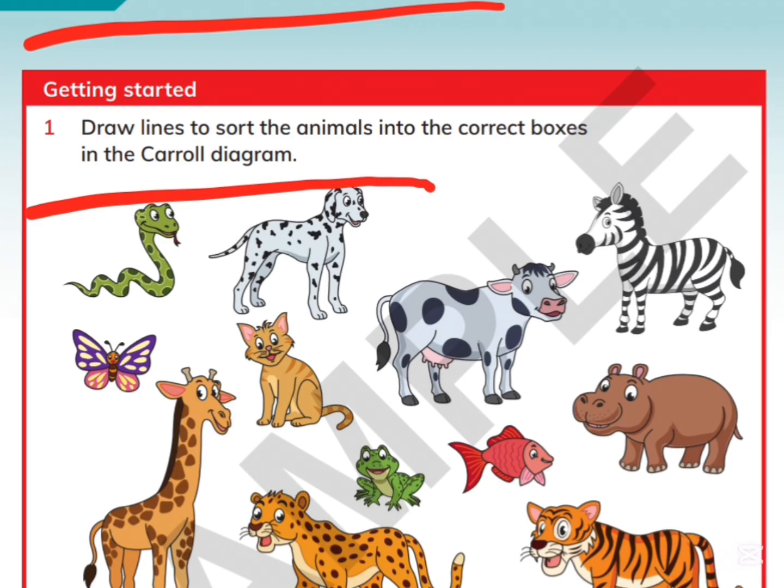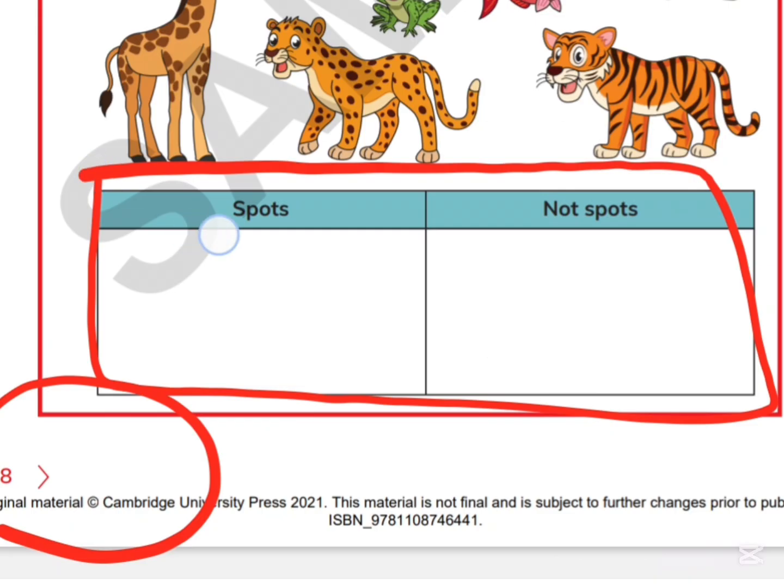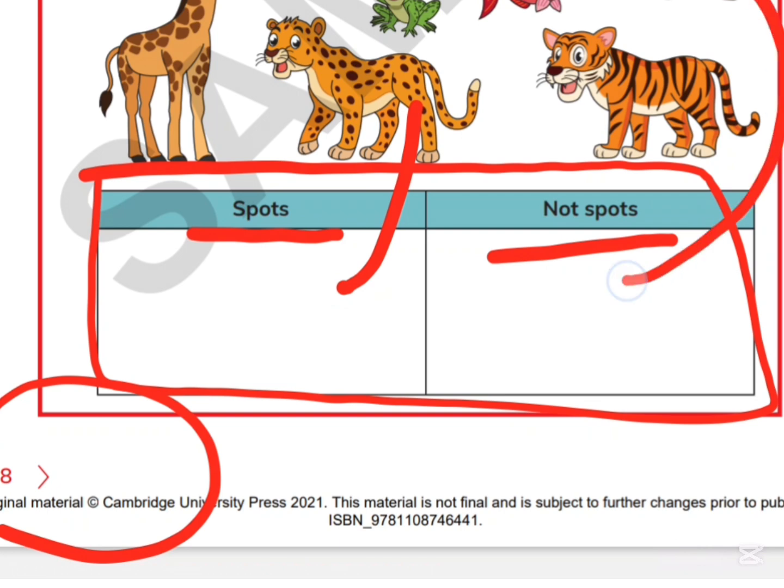Draw lines to sort the animals into the correct boxes in the Carroll diagram. Okay, this is a box. You can see what is written: spots, and no spots. What we will do, we will search for the animals which have spots on them. We will put the animals which have spots in this box, and those which do not have spots in the other. For example, this one, these animals don't have spots.